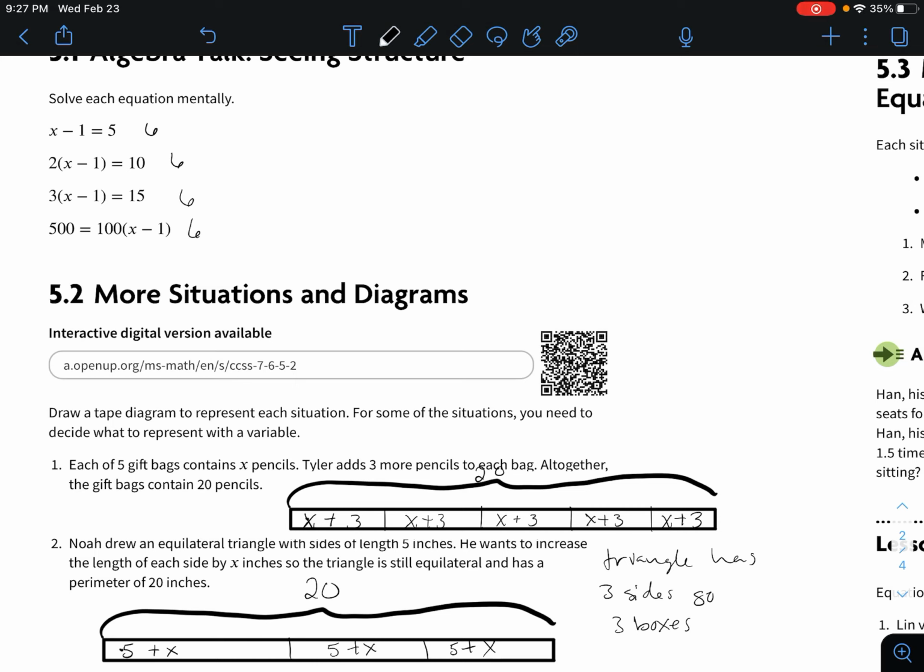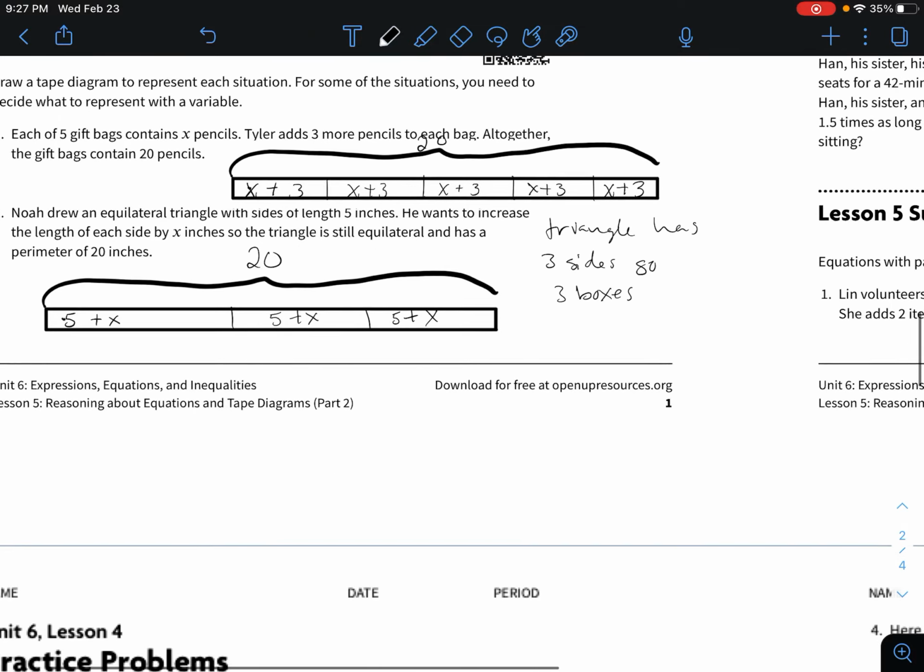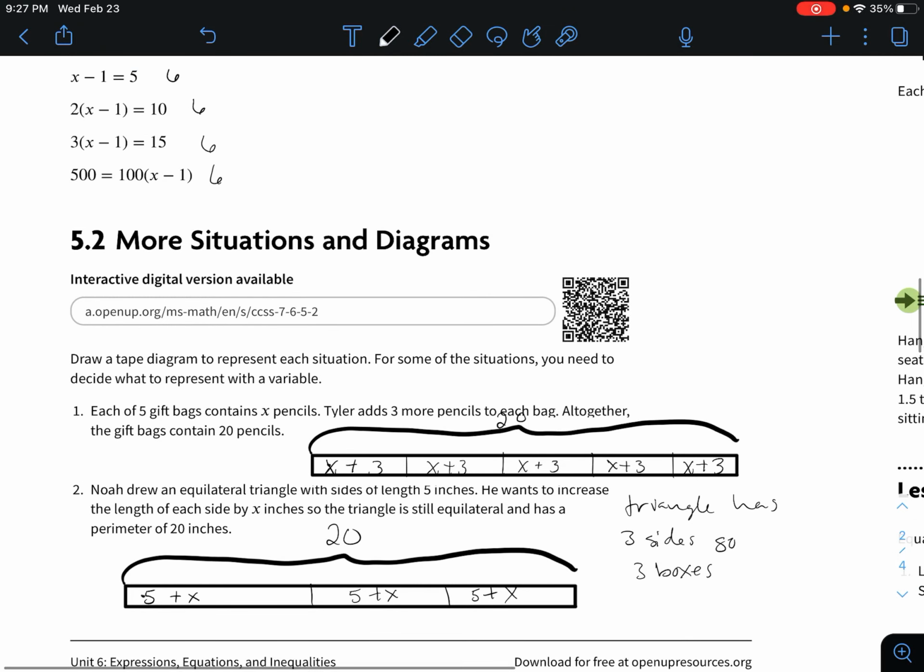And that's because Tyler added 3 more to each bag. So that's why you don't just put an extra 3. It was 3 more to each bag, so that gets distributed through to each bag.